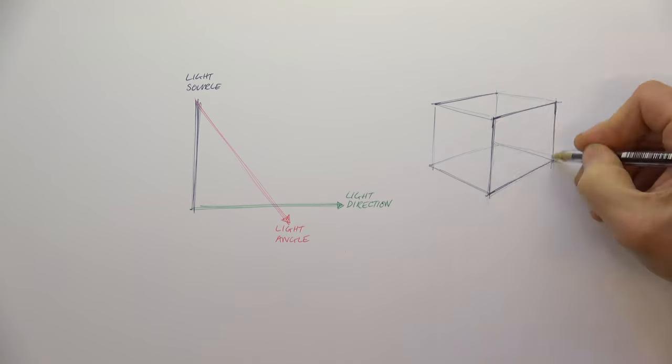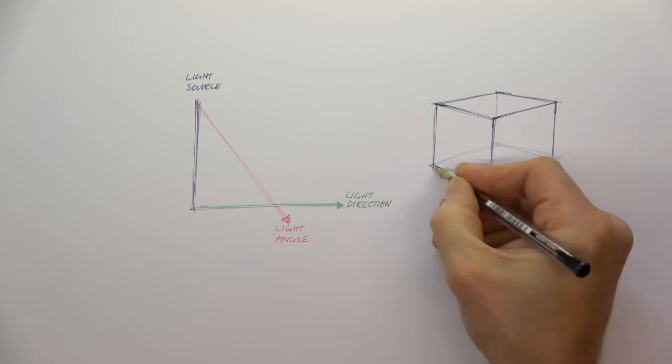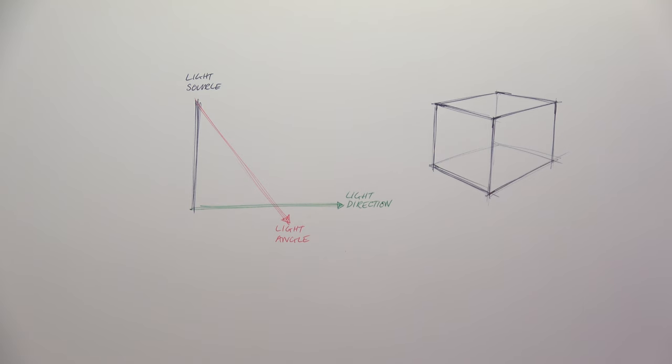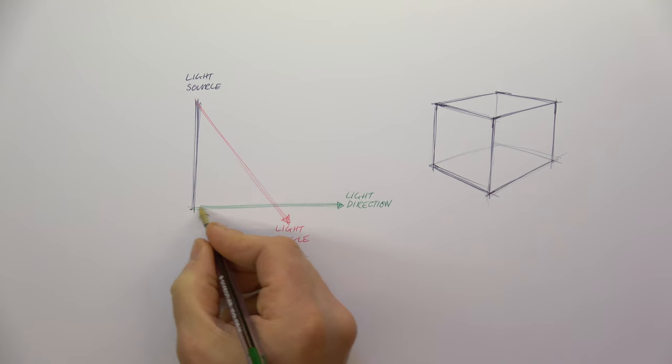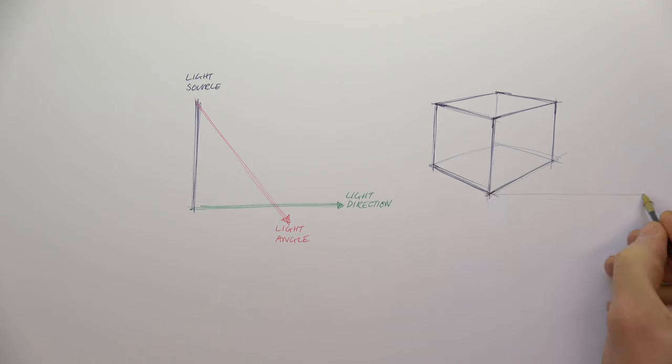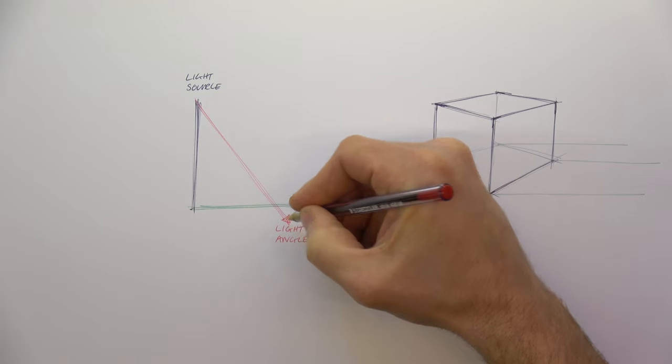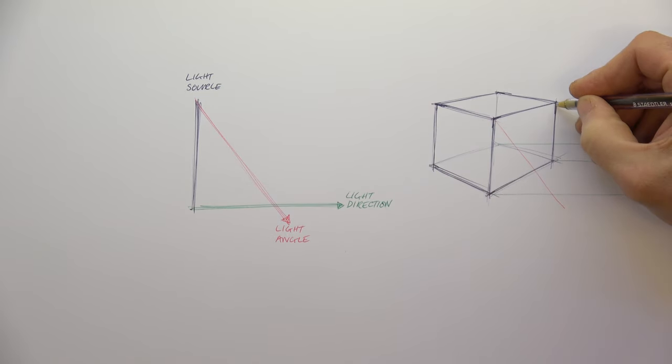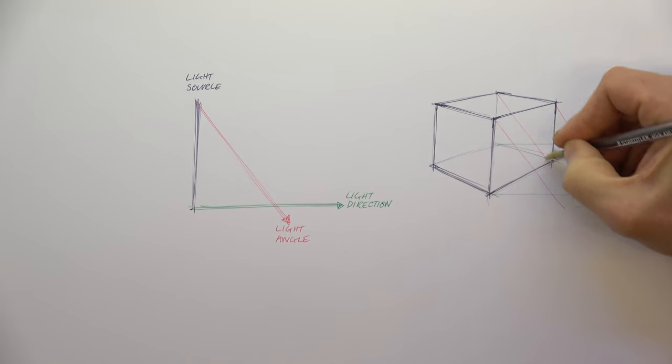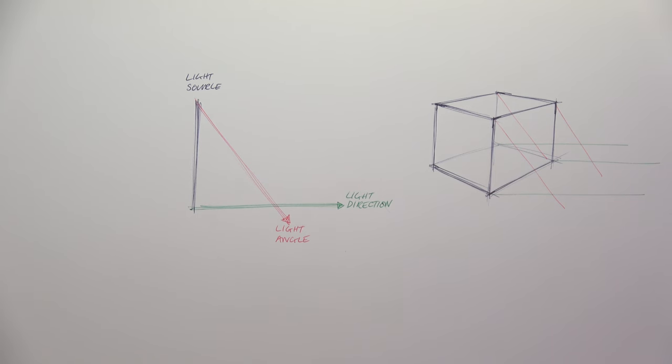We can see here how a cube casts a shadow. With the light source to the left of the cube, we can draw the light direction lines from the base of the sides of the cube. These lines are parallel to each other. We then draw the light angle lines from the top of the same lines. These two are parallel to each other.